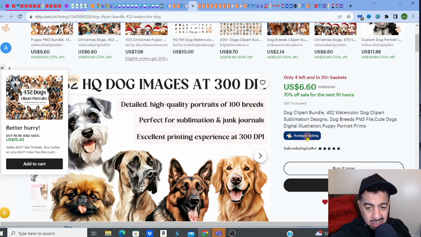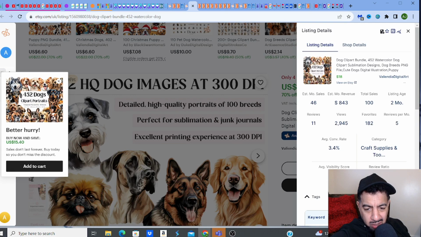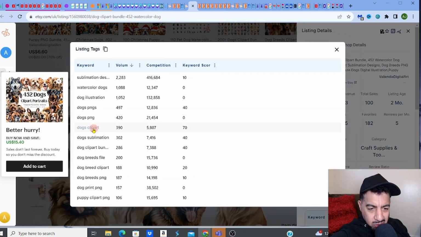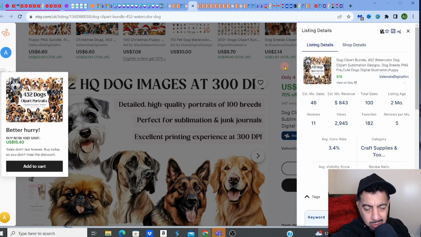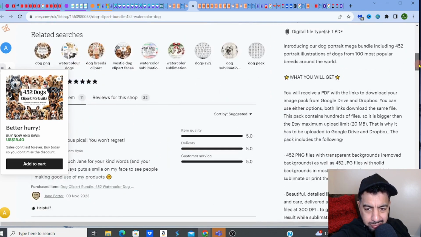However, if the sale was off, then it would be that much, which is really good money. Now, obviously, I can use EVERBEE to help me with the tags, just to look at other reasons why it's doing well. For example, it's got some decent keyword scores. But like I said, I'm not focused on that right now. I want to look at the product description, right? So let's go down to the product description.